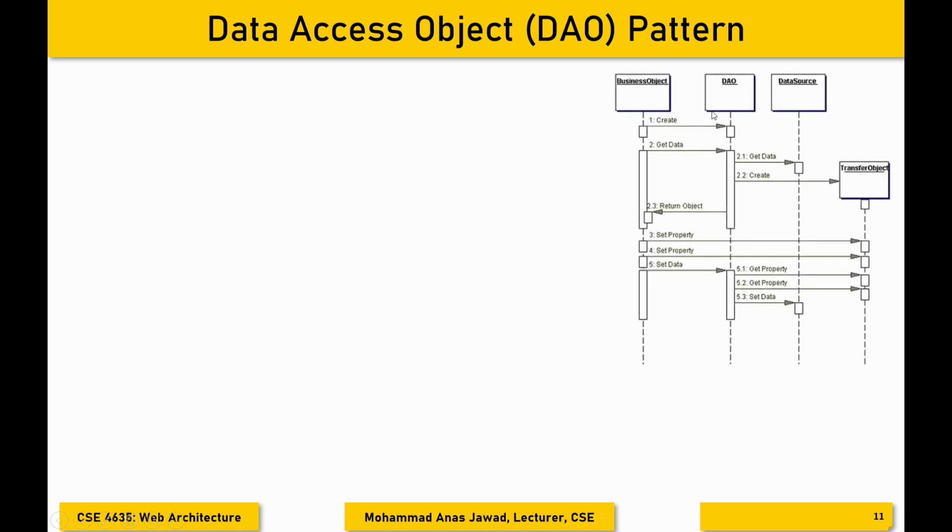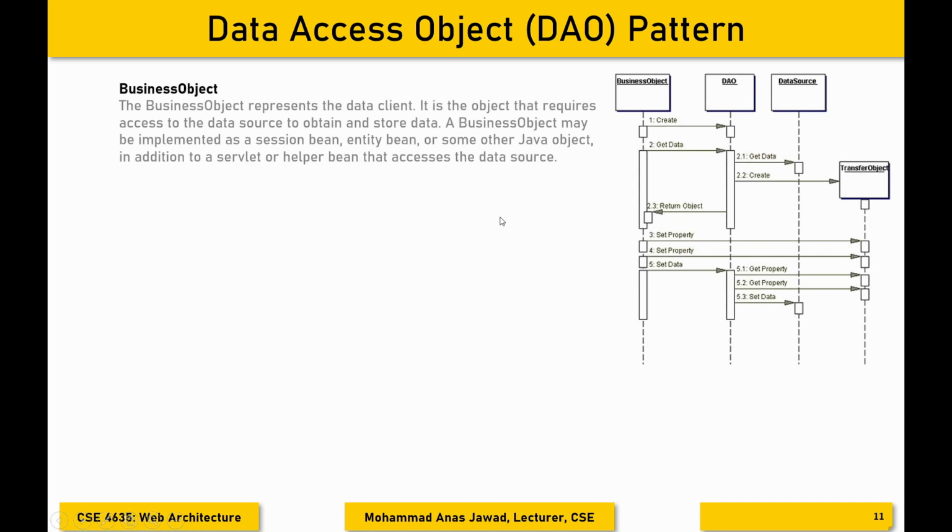Now let's take a look at this diagram here. You can see that we have four objects here: business object, DAO, data source, and transfer object. So let's try and understand what these things mean first, and then we will take a look at what is happening here. So the business object represents the data client. So suppose our client or our user needs to access some data from our database. So basically the business object is going to be delegating that instruction from the client to our DAO, right? So a business object may be implemented as a session bean, or basically an EJB, or any other Java object or servlet with the help of some helper classes as well to access this data source.